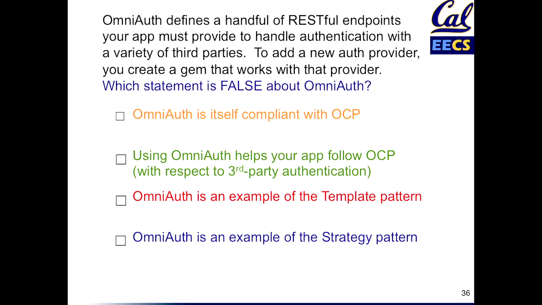So the question is, which statement is false regarding OmniAuth and how it relates to the design patterns that we've seen so far? OmniAuth is compliant with the open-closed principle in the way that it is designed. OmniAuth helps your app follow the open-closed principle if you use it correctly, at least as far as doing authentication. OmniAuth is an example of the template pattern in the wild, and OmniAuth is an example of the strategy pattern in the wild. So which is false?